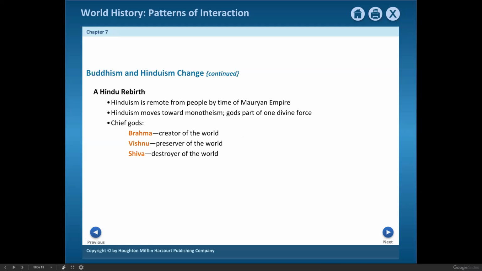So the Hindu rebirth. Here's the big part down there. We've already talked about Hinduism being monotheistic. The other one we talked about being polytheistic. Hinduism is monotheistic.